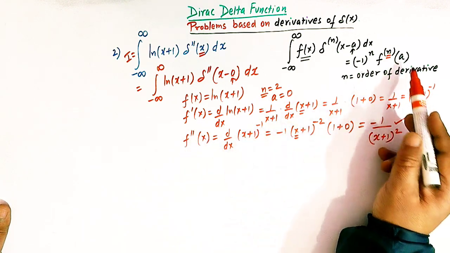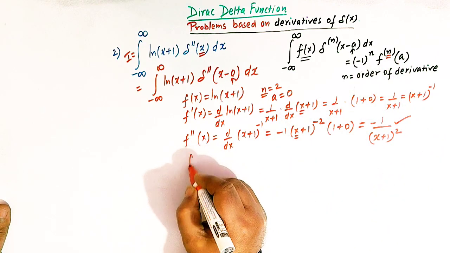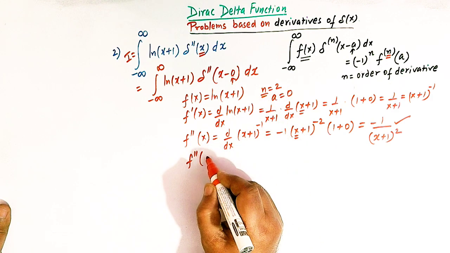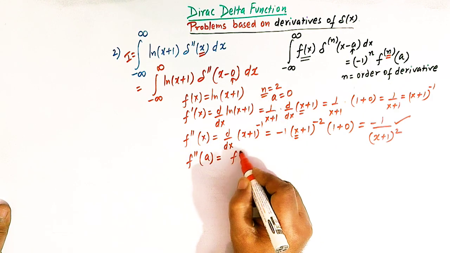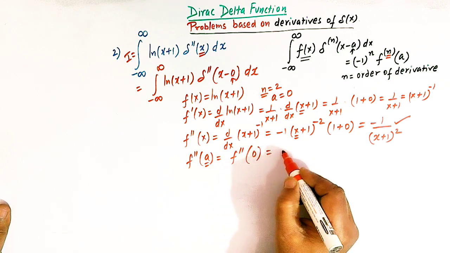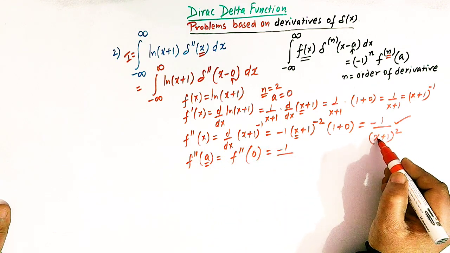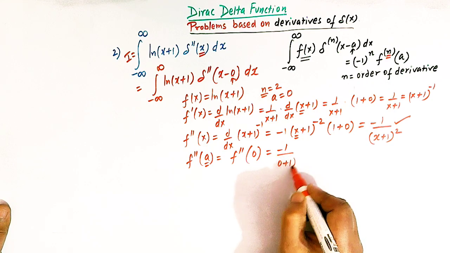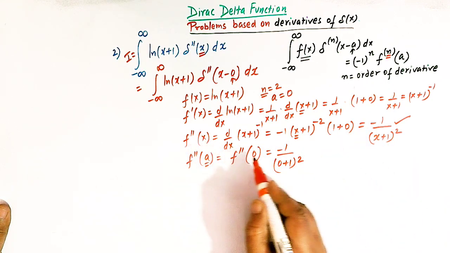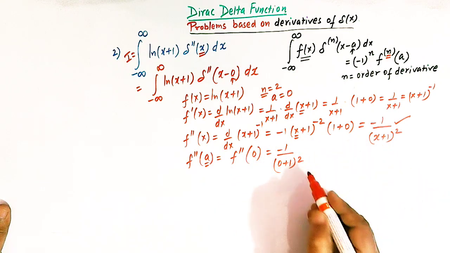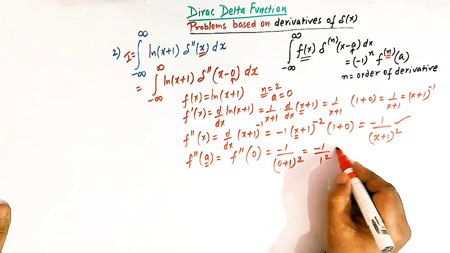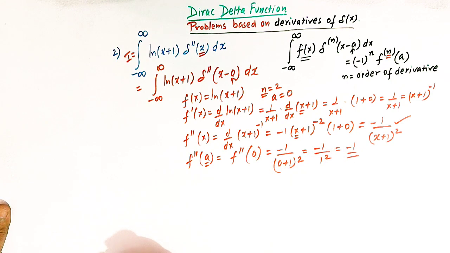Now we have to find the value of the second derivative of f at this point, that is a, which is f double prime of a. A is 0, so we have minus 1 over 0 plus 1 square, because we have to take x equal to 0 in this expression. So we have minus 1 over 1 square, that is equal to minus 1, right?